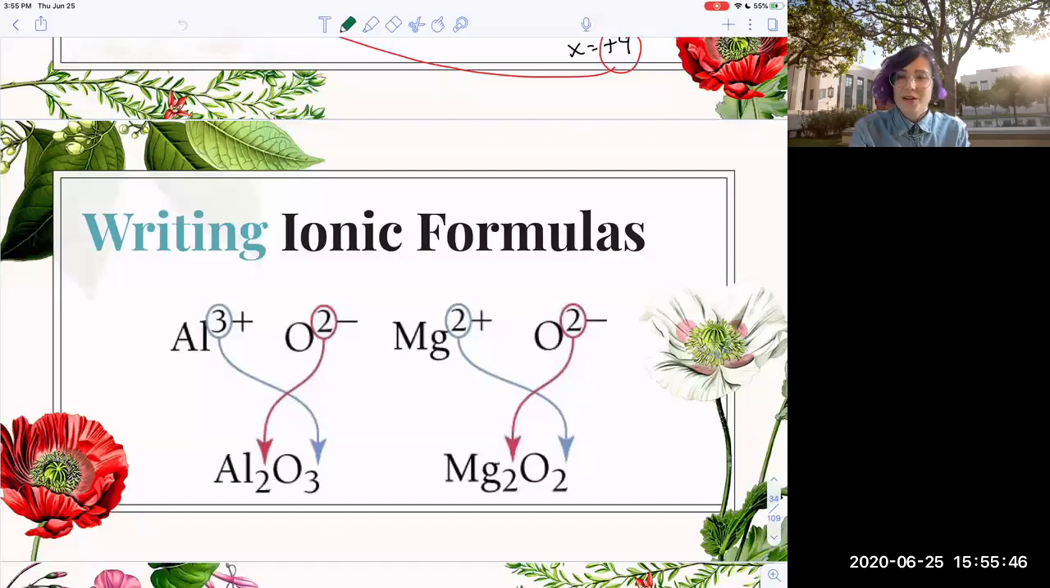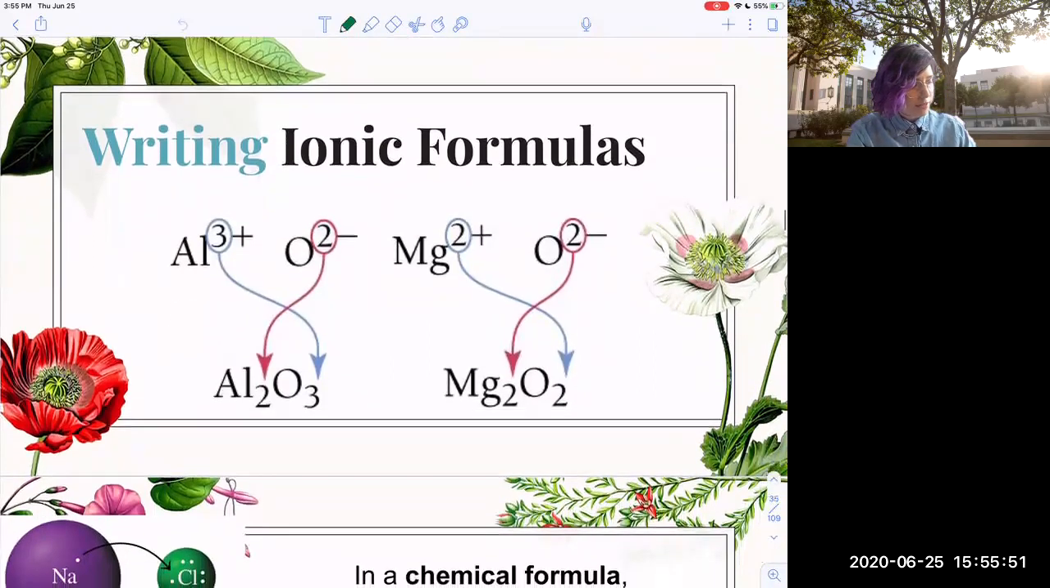Hey y'all, we're going to do writing those ionic formulas now. So we practiced naming them and now we're going to write some.